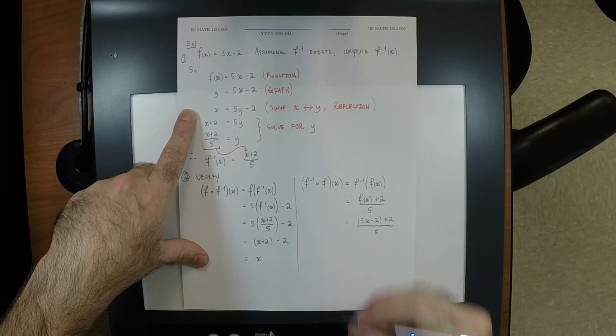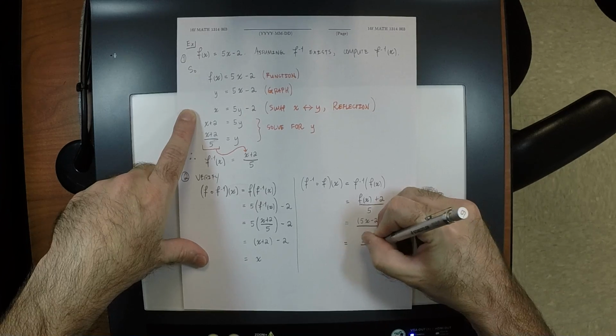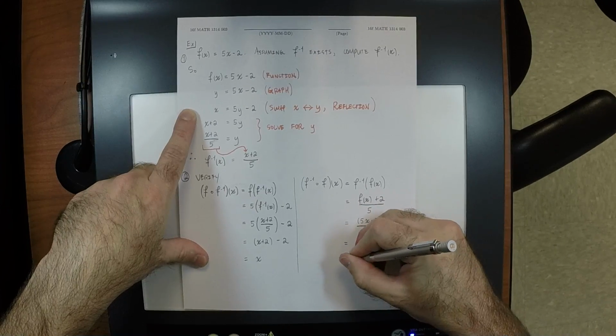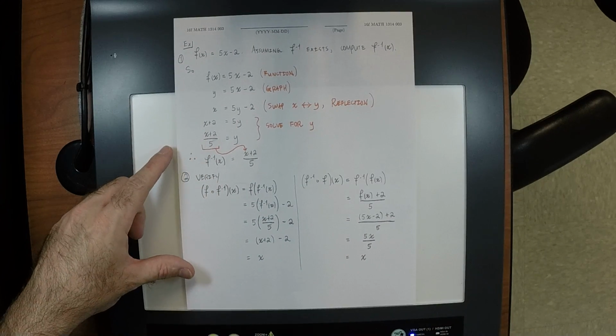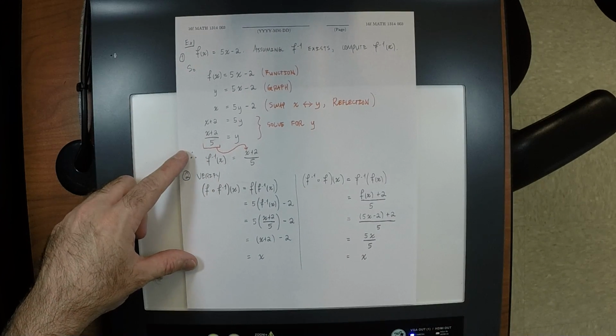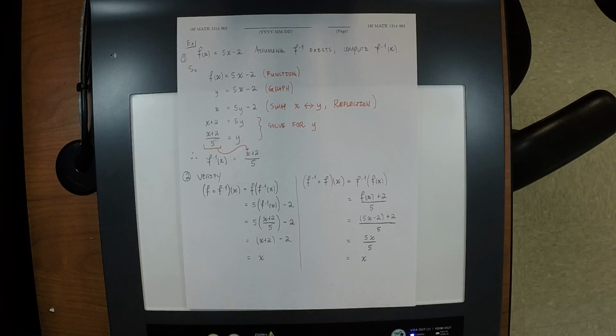So the 2's cancel. The 5's cancel. And there we have it. So we verified it. In this order, it's the identity function. In that order, it's the identity function. So we have, in fact, found the inverse function.